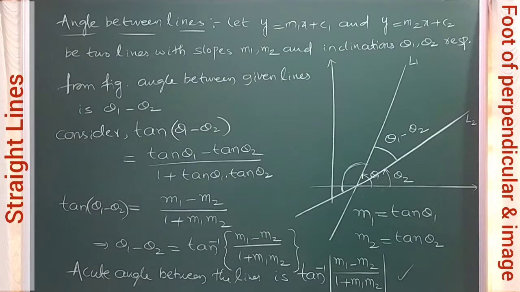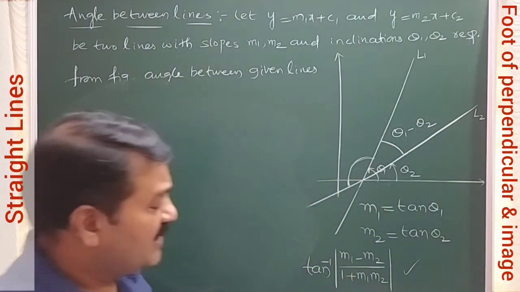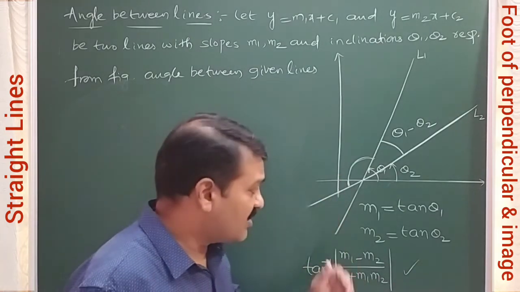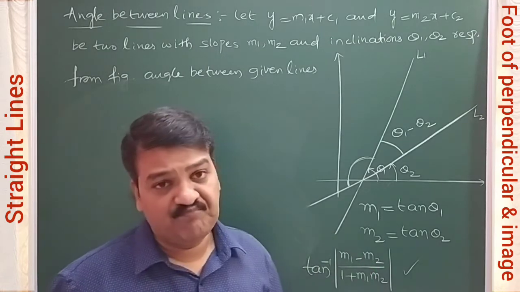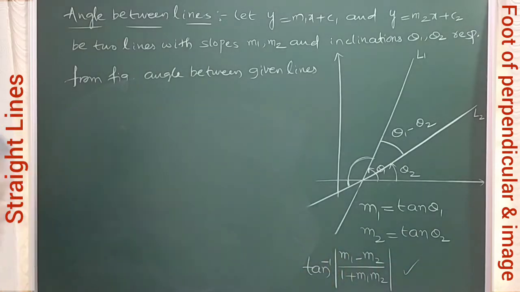Let us see that one now. Whatever formula we have written is defined only for non-vertical lines, because for vertical lines, slopes are not defined. When slopes are not defined, we cannot apply this formula. So for non-vertical lines only, we can apply this formula.